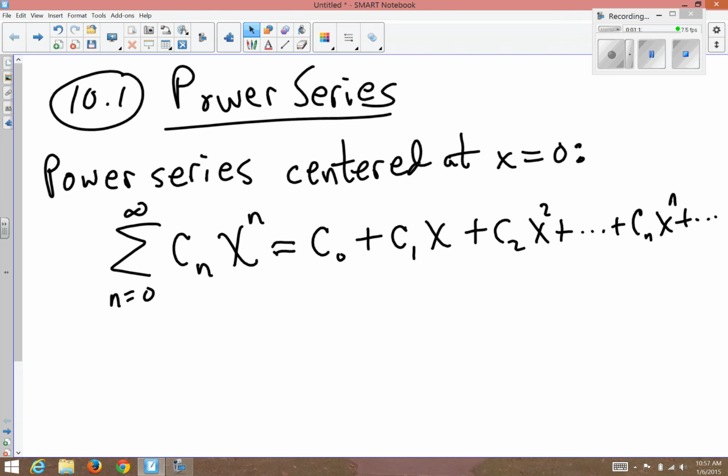A power series means the terms have powers of x. X to the second, x to the first. The first term has x to the 0. You can't see that because x to the 0 is 1.